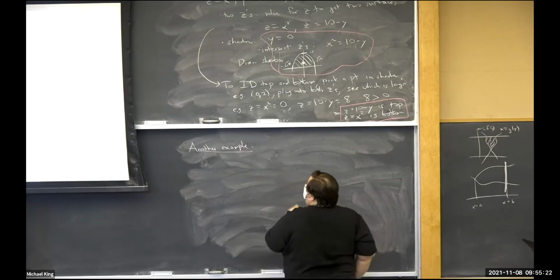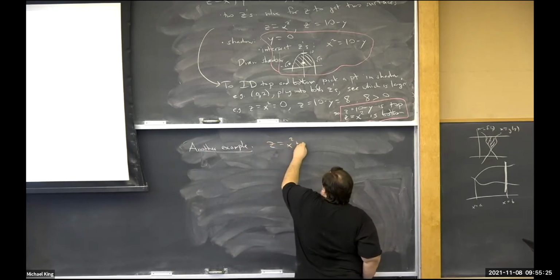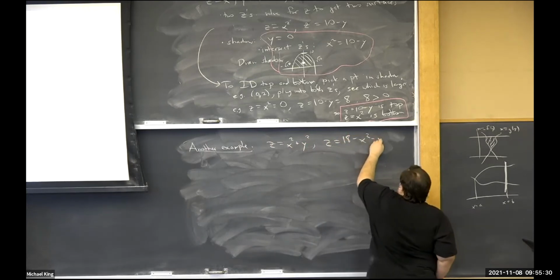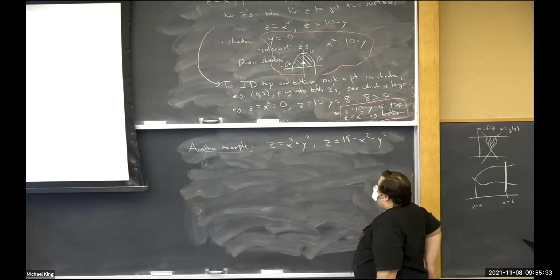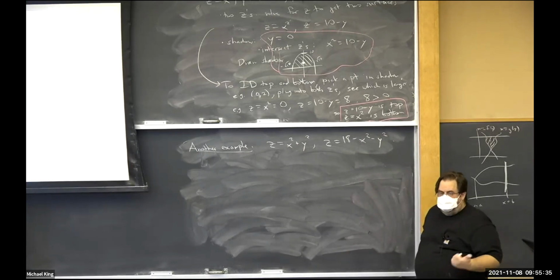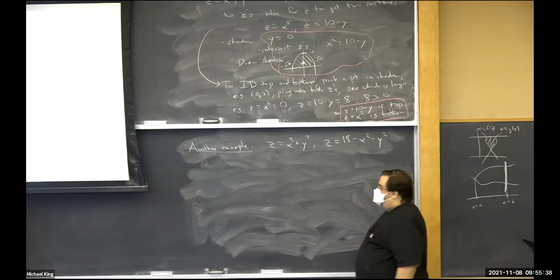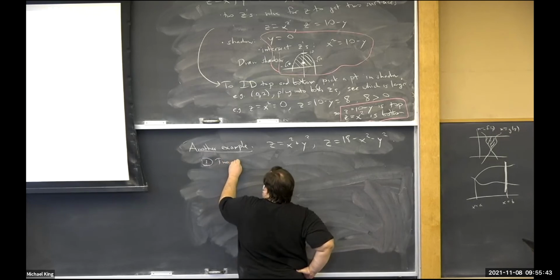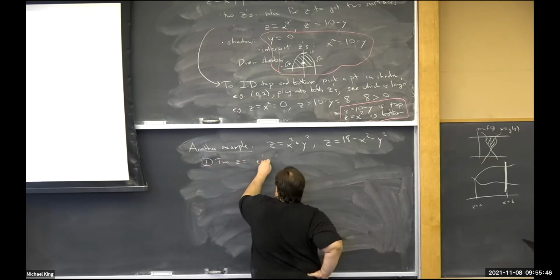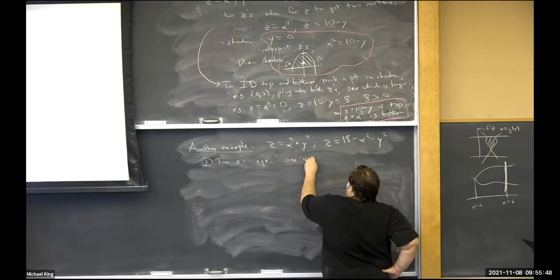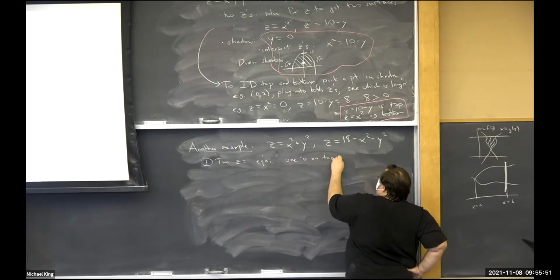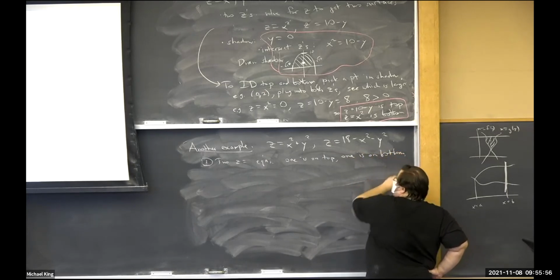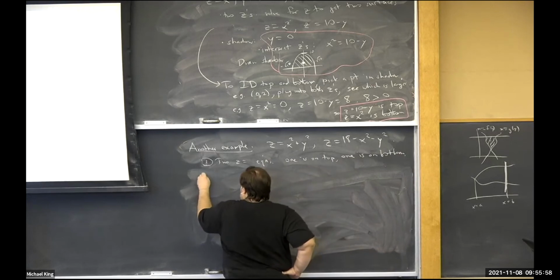So z equals x squared plus y squared, z equals 18 minus x squared minus y squared. So here there are 2 z equal equations immediately. One is on top, one is on the bottom. You could probably guess which is which already, but let's do it the same way we did the last problem. The shadow.